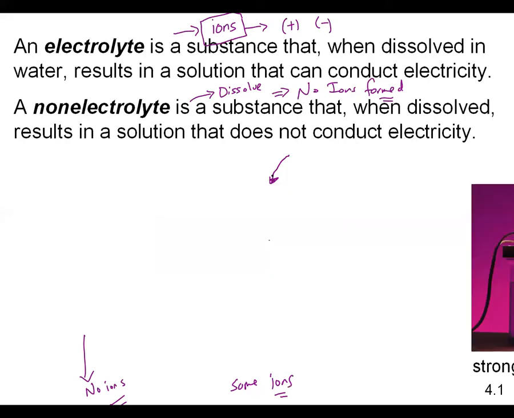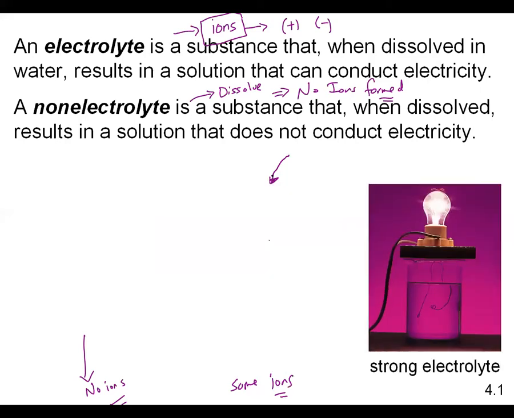And that is different than in a strong electrolyte solution. In a strong electrolyte solution, we pretty much have all ions present. So whatever you dissolved in that solution would have 100% broken apart into ions. You have pretty much nothing but ions floating around that solution. Since you have so many ions floating around, that allows the electricity to be conducted really well. And we can see how bright that light bulb goes in this picture.